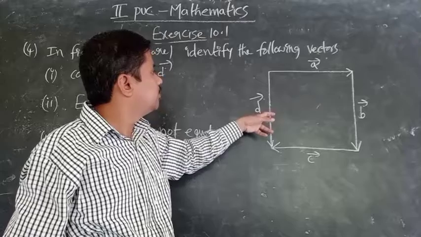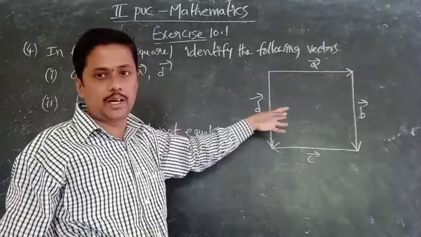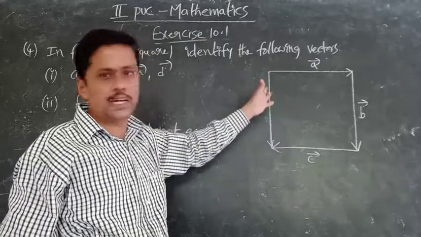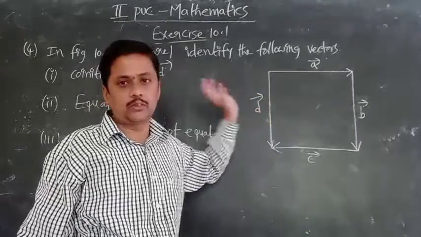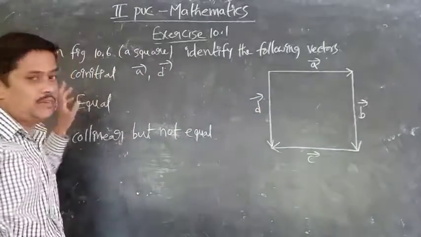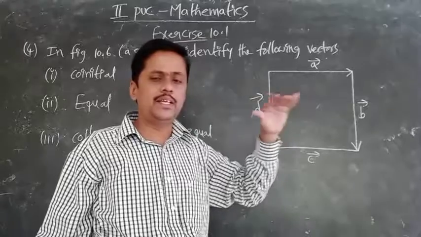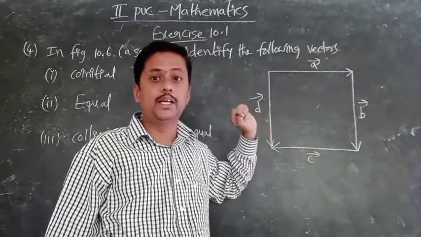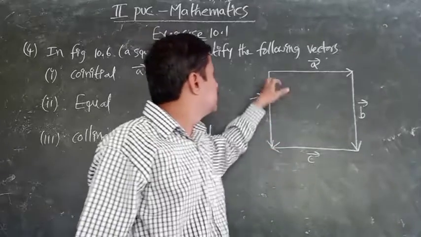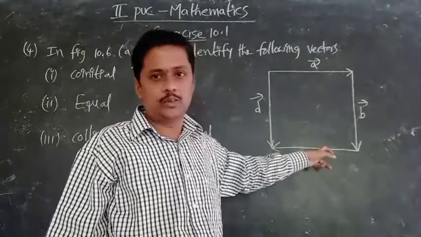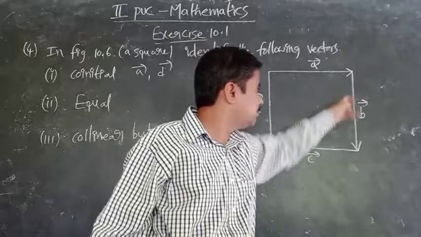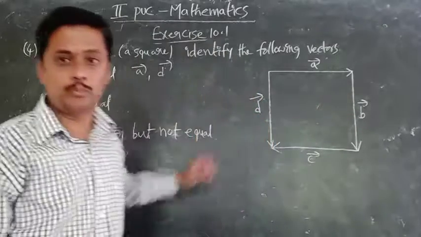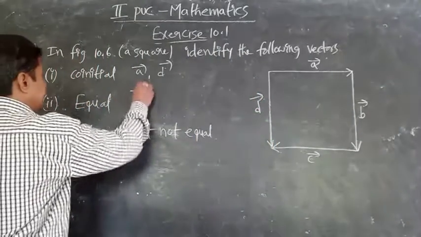Some people may think B is equal, that is okay, but A and D is correct. So A, D. Next, equal vectors must have the same direction and same length, same magnitude. In a square everything is the same. Check which ones have the same direction. This one has a different direction, so this is not possible. Same direction: B and D. So B vector, D vector.